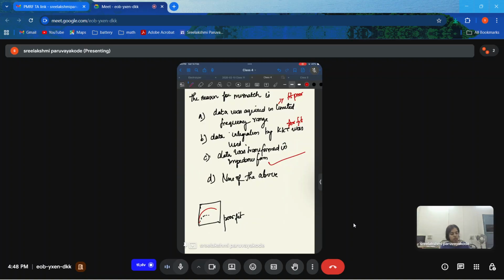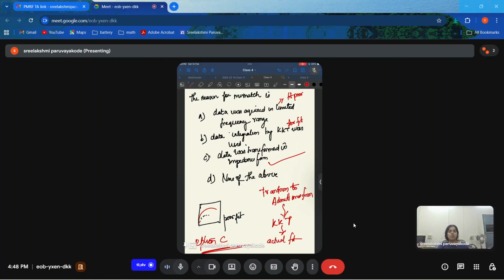Then what is the right way to do it? The right way is to transform the data into admittance form and then do KKT. If you do, you will get the correct fit. None of the above is not possible, so the answer is option C. So that's all about assignment 3.